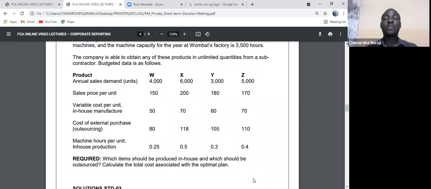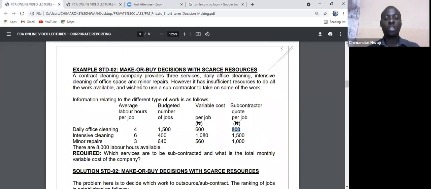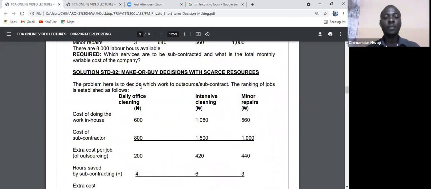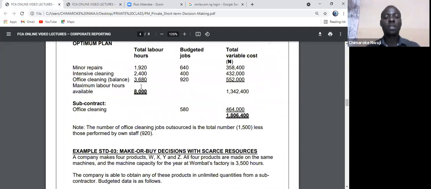Now, from a financial point of view, the total cost associated with the optimal plan is going to be the lowest cost possible because you have used this decision technique that accommodates scarce resources and you have used it well. All right, so let's look at the solution to this problem.